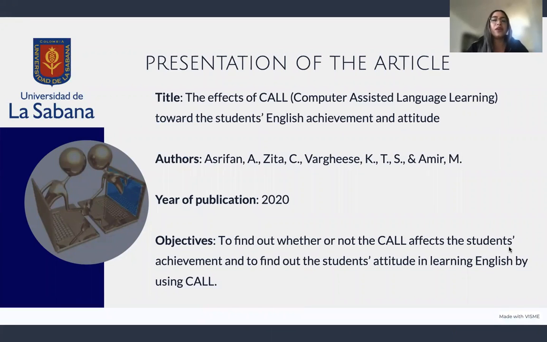And then the article. The title is The Effect of CALL, Computer-Assisted Language Learning, Towards the Students' English Achievement and Attitude. The authors were Ashrifar, Sita, Vaganese, Amirs, among others. The year of publication was 2020, and the main objective is to find out whether or not CALL affects the student's achievement, and to find out the student's attitude in learning English by using CALL, taking into account that they're working with different aspects like personality, knowledge, technology, and arts.